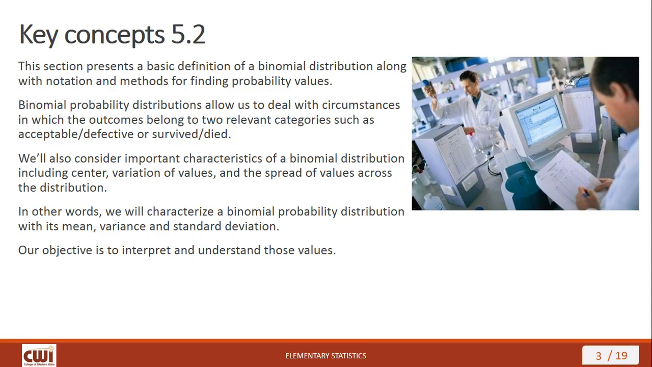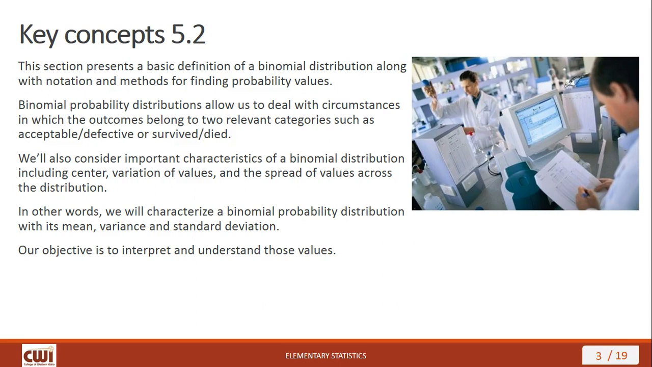Binomial probability distributions essentially are for circumstances in which outcomes are either this or that. So for example, you have items that are defective or they're acceptable. You have people who survive and people who die. So when you have only two outcomes from a procedure, typically a binomial probability distribution will be an excellent way to characterize that data set.